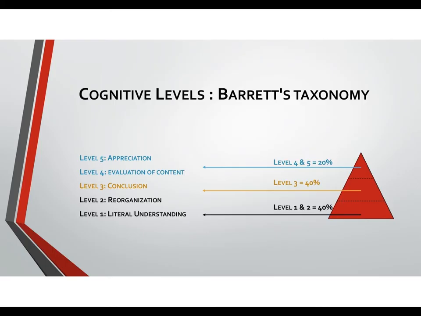Cognitive levels, Barrett's taxonomy. Starting at the bottom, level 1, literal understanding. Level 1 and 2 is 40%. Level 2, reorganization. Level 3, conclusion. Level 3 equals 40% of the paper. Level 4, evaluation of content. Level 5, appreciation. Levels 4 and 5 equal 20%.